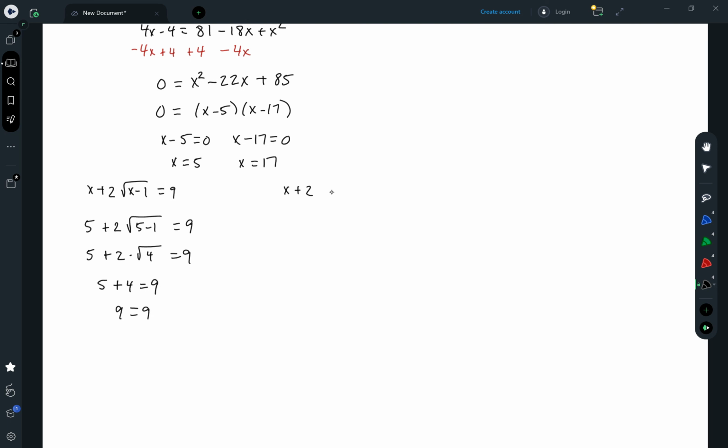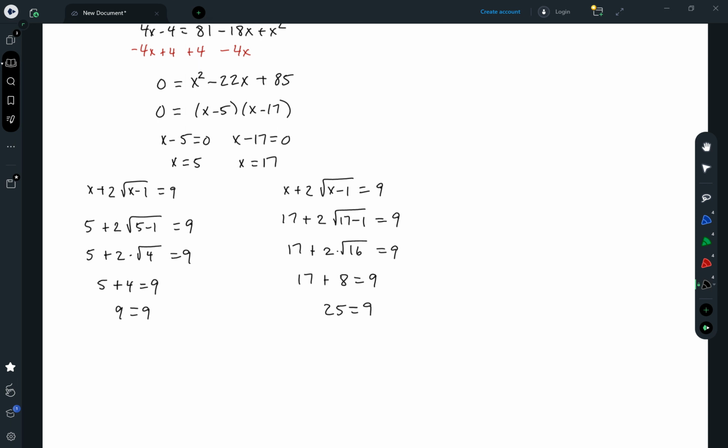Now we have to check 17. When we plug in 17, we get 17 plus 2 times square root of 17 minus 1 equals 9. So we have 17 plus 2 times the square root of 16 equals 9. Here we have 17 plus, the square root of 16 is 4. 2 times 4 is 8. And we can see here we get an untrue statement.